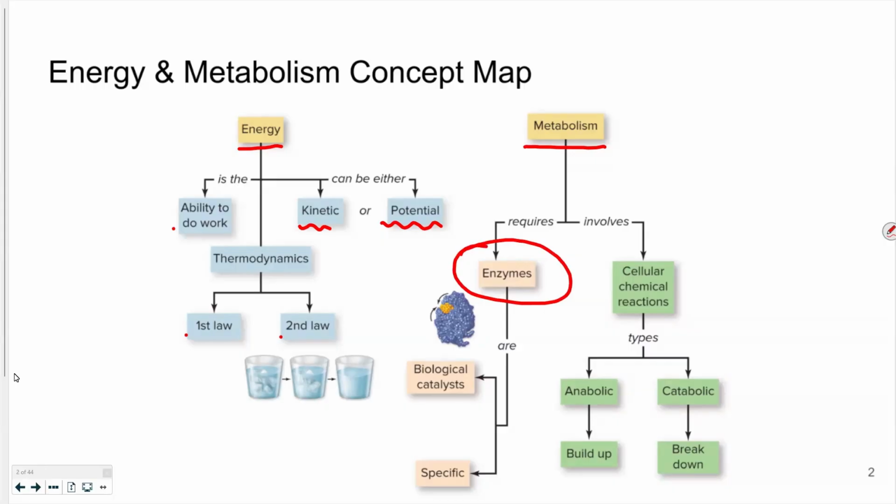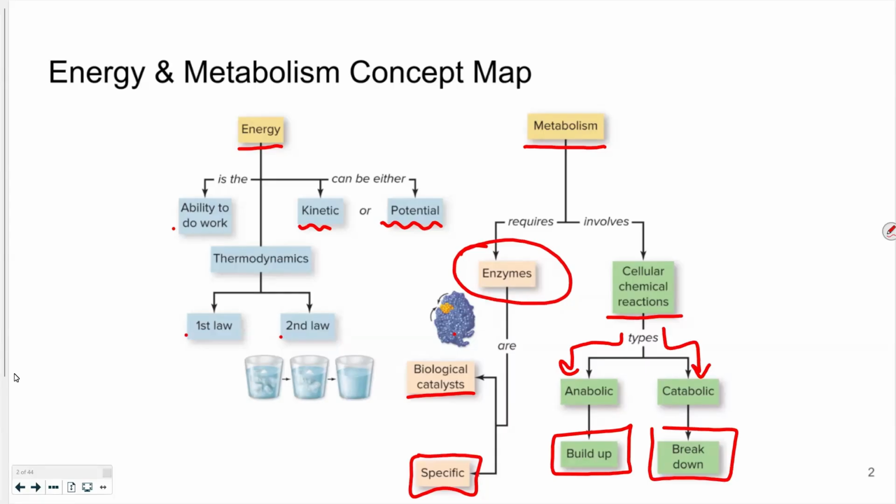We'll talk about how they speed up biological chemical reactions and how they are specific. Our enzyme proteins are going to be specific for the type of reaction that they do. We're going to categorize our chemical cell reactions into anabolic and catabolic. Anabolic, this is where we're going to build molecules from smaller things, and in catabolic reactions, we're going to start big and break them down to small. In anabolic, we're going to start small and build them up to large or big.